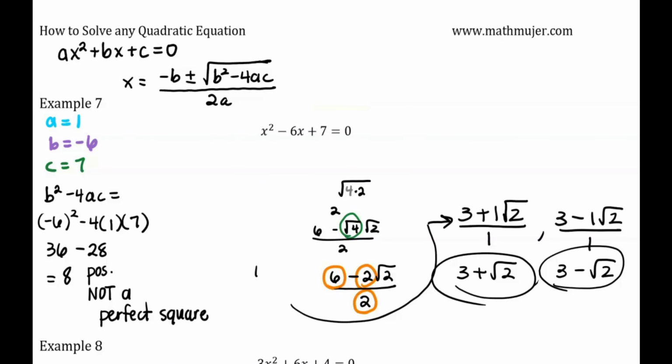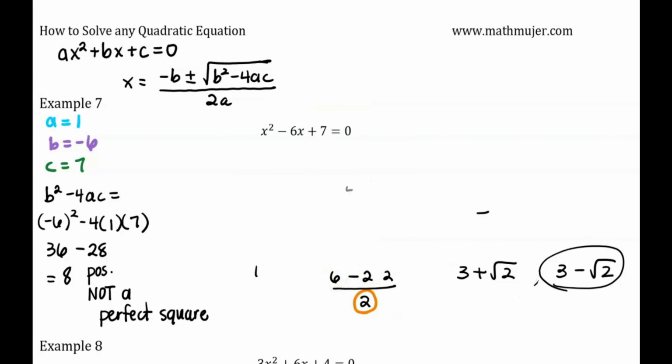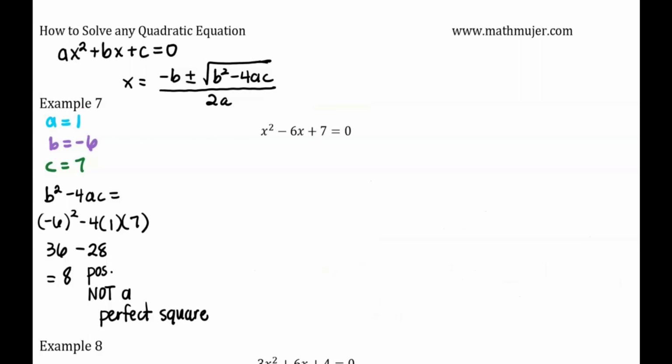Okay, so solving using the square root method, we have to do something called completing the square. Eventually, I'll make a video on completing the square and upload it so you'll have that as a reference. But for now, I'm just going to show you how to do it. What we're going to do is move the 7 over to the other side of the equation, move the constant term to the other side. So we have x squared minus 6x is equal to negative 7.